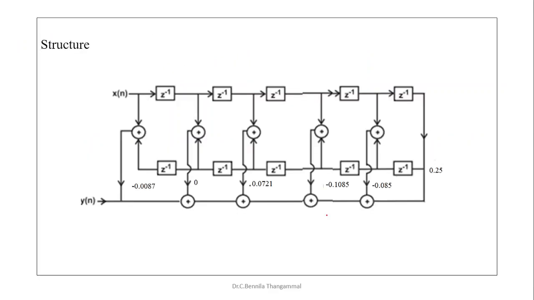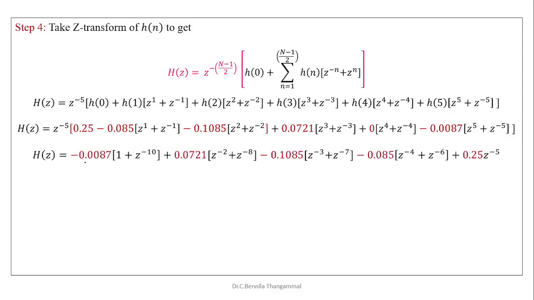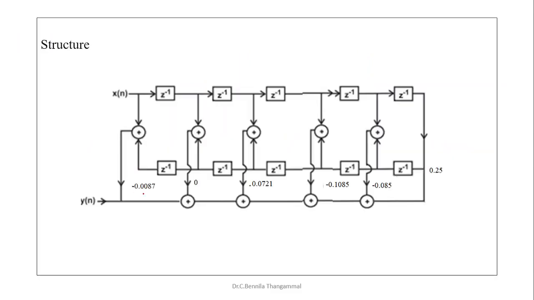Now step 5 was to draw the structure. Since N equal to 11, N minus 1 will be 10. So upper part 5, lower part 5. So this is going to be z power minus 1, minus 2, minus 3, minus 4, minus 5, minus 6, 7, 8, 9 and 10. As per the structure, h of z is equal to minus 0.0087 into 1 plus z power minus 10. So here this is going to be 1, this is going to be z power minus 2.